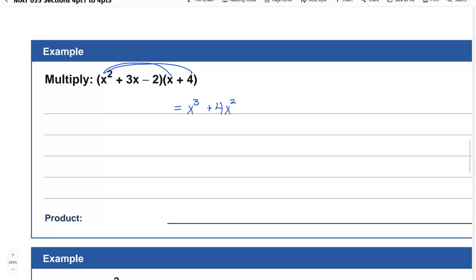Now, I'm going to write this a little bit different. I like to line my terms up vertically, so I'm going to show you that. So I've distributed the x squared. Now we're going to distribute the 3x. So 3x times x is a 3x squared. And since that's an x squared term, I'm going to line it up. 3x times 4 is a 12x. And I don't have any x terms, so I'm just going to put it right there.